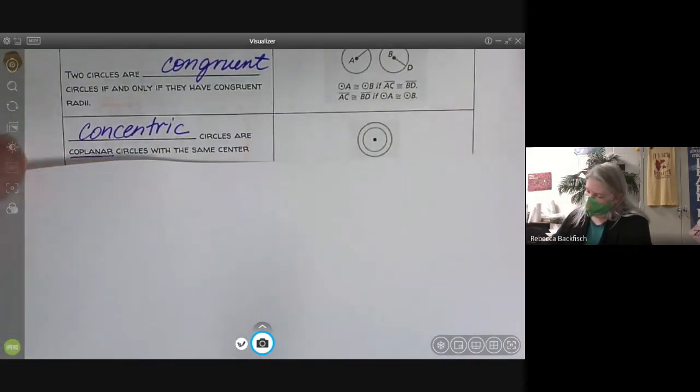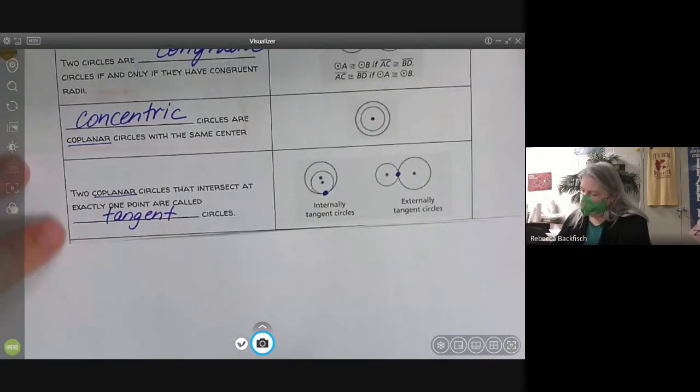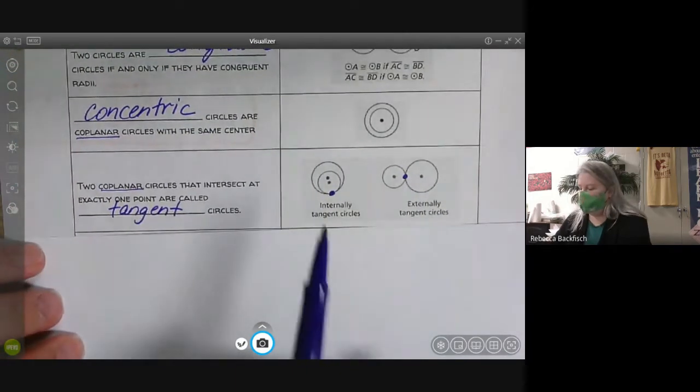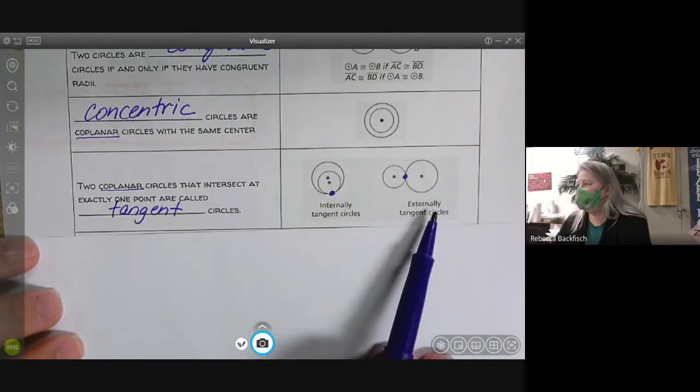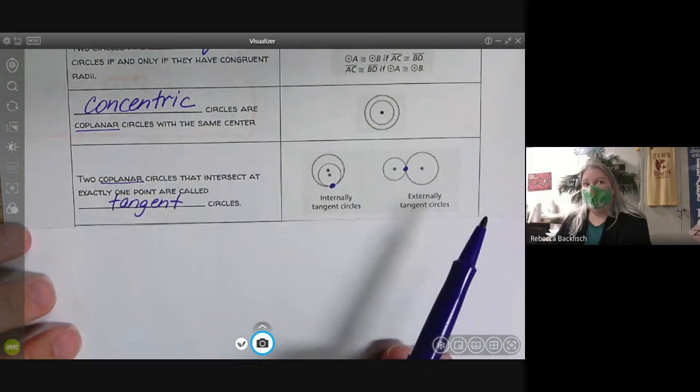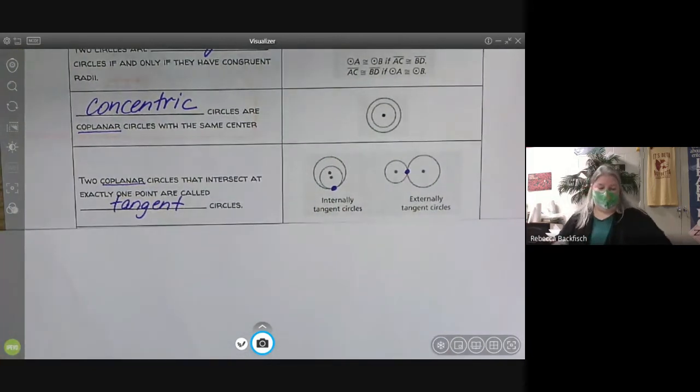All right, moving right along here. Let's see, what do we got next? Oh, we got tangent circles. These two circles are internally tangent because one of them is inside the other. And externally tangent circles are ones that touch, that are not inside of each other. They are completely external to each other.